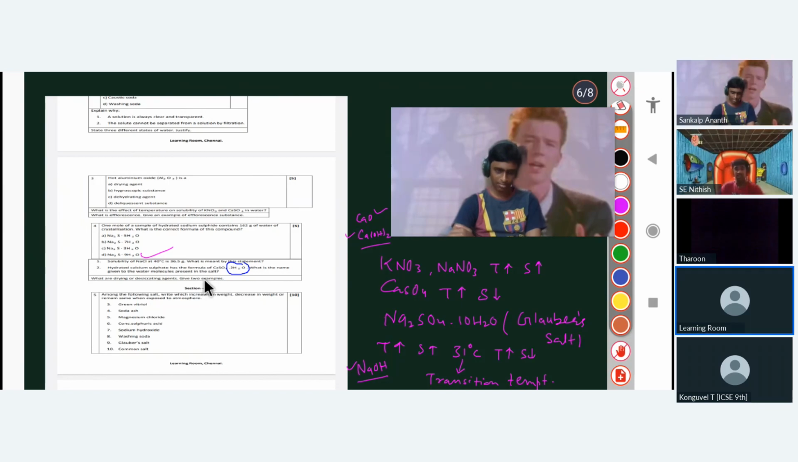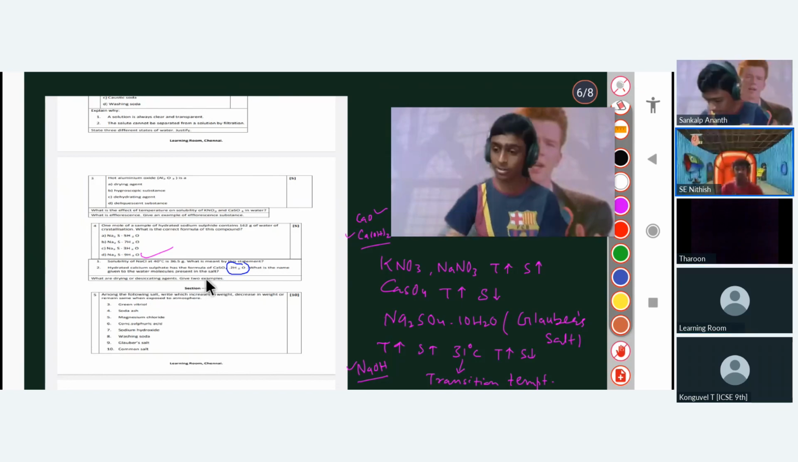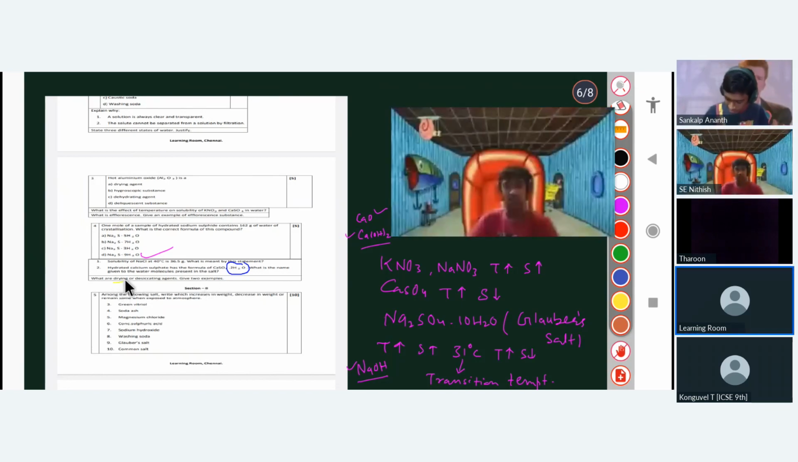See, SiO2. As the name indicates, they are drying, so that means they will just remove moisture. They will just absorb moisture from other substances. Okay, I will write it.